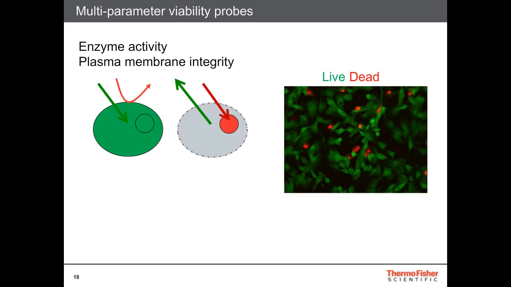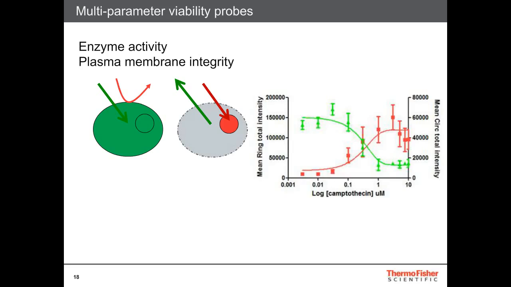This is what it looks like when we treat cells with a low dose of a cytotoxic agent, just enough to kill a few of the cells. We'll see a mixed population of live cells in green and dead cells in red. We can read this out in high-content imaging analysis using intensity or percent responders. Here's an intensity readout. We're looking at the intensity from both the green and the red signal. We see a drop in the green signal with a concurrent increase in the red signal as a function of increasing camptothecin concentrations, camptothecin being, of course, a highly cytotoxic agent, which will very effectively kill cells.